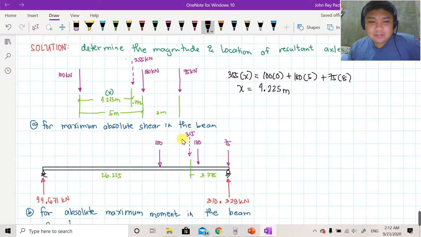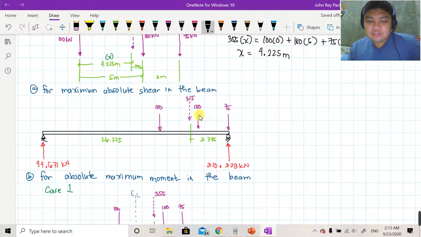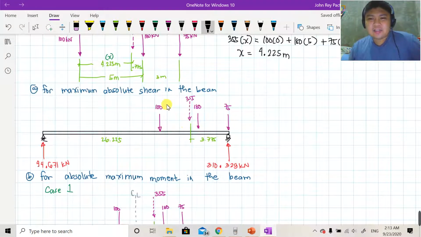So kung mapapansin nyo class, so the 355 kilonewton based sa na-compute natin na distance, 'di ba? Mas malapit siya sa kanan kasi uulitin ko, from the right, from the 75 kilonewton, its distance is 3.775 meters as compared mo naman class dito sa kaliwa na 4.225. So since ngayon yung ating resultant is mas malapit sa kanan, dapat ilagay mo class yung load ngayon dito sa kanan. And using nga the summation, using nga the statics para mahanap natin yung mga reactions.